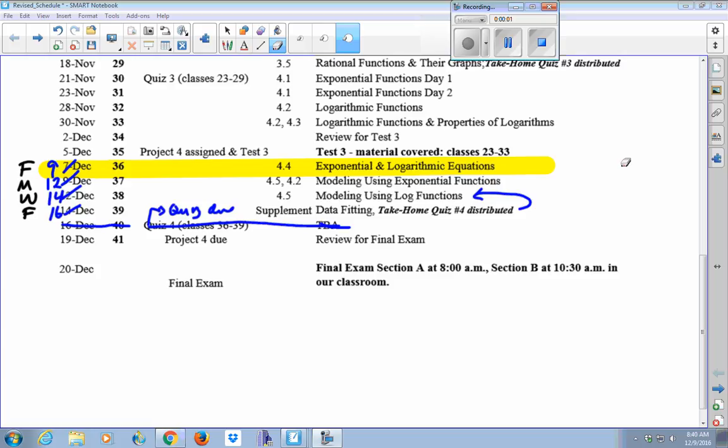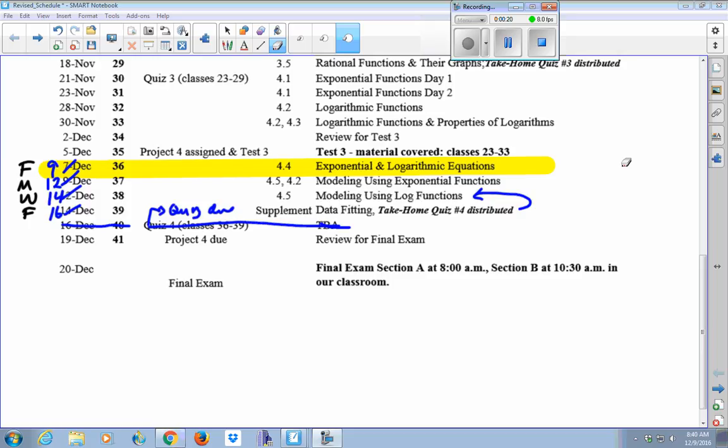We know what's going on. So basically what you need to do is just change the dates to what would have been today's class. If we didn't have the fire alarm, we would have been on modeling using exponential functions. That would have been today, but we're one class behind.